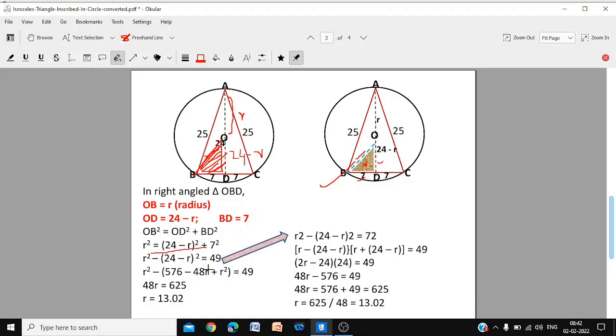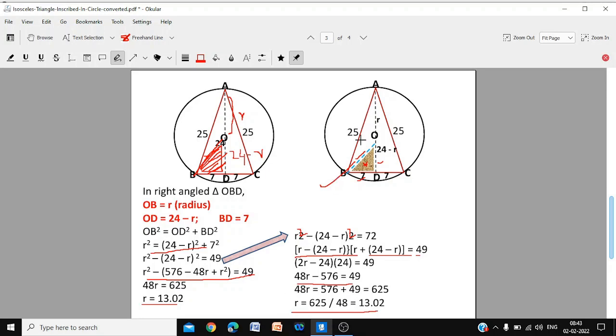This is the equation. Now we can solve it in 2 ways. Either we can expand this 24 minus R whole square as A minus B whole square, or we can use A square minus B square equivalent to A plus B into A minus B. That also will give you the same equation. R equals 13.02 centimeters.